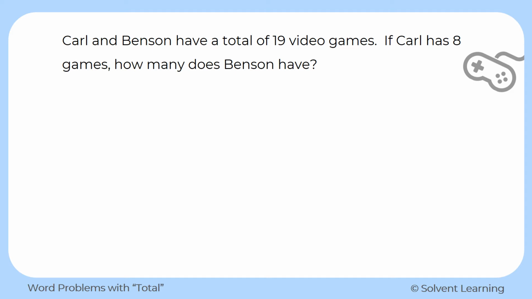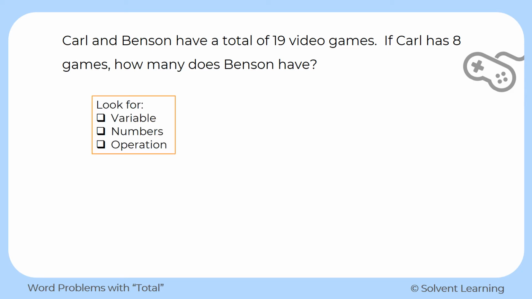That's very important for us to know so that we can set up our equation. But let's see what all the information is that we need to look for. We need to look for information to set up our variable. And that's going to be based on the question, which we just said is how many video games does Benson have? So we just need to use a variable to represent that unknown number. Let's use B, since Benson starts with B, but you could use any variable that you want.